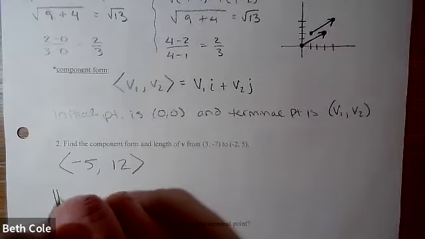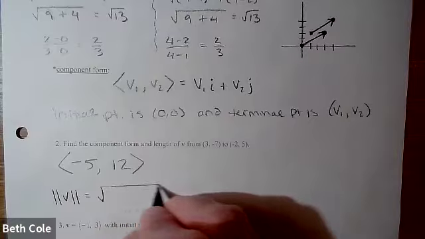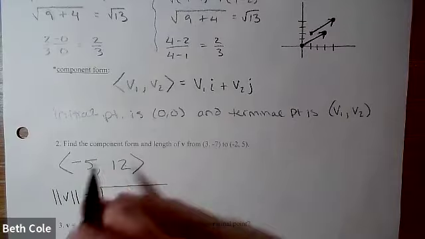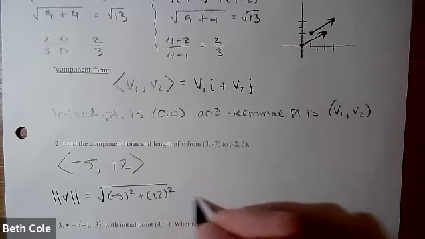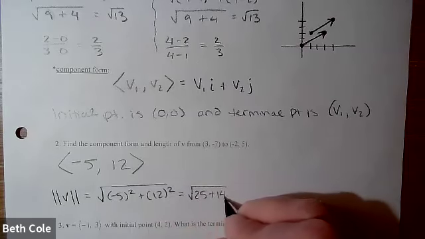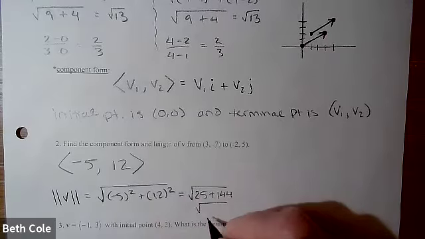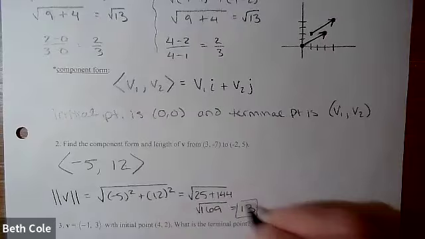All right, so let's find our magnitude. It's going to be the square root of -5 squared plus 12 squared. So that is going to be 25 plus 144. That is square root of 169, which is 13.